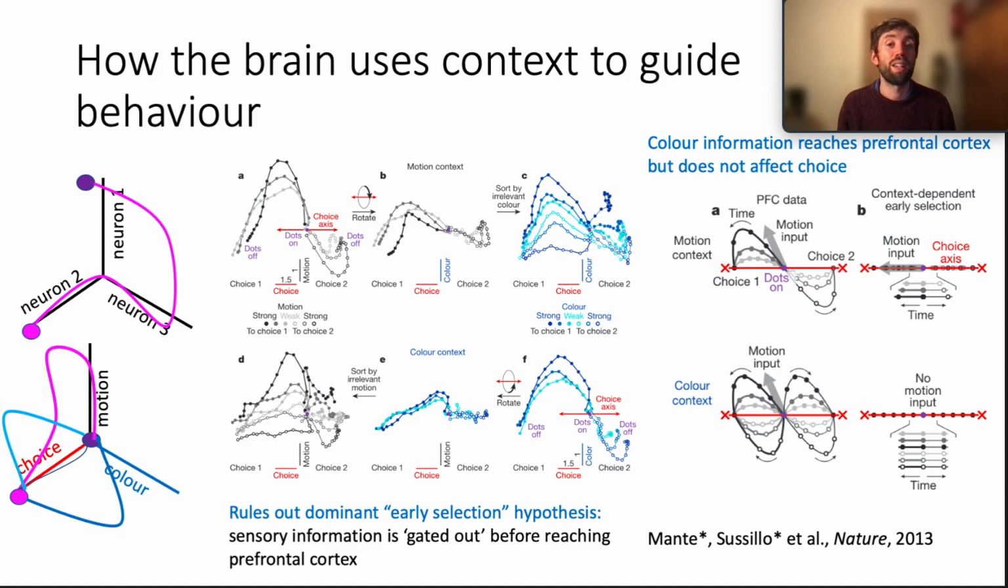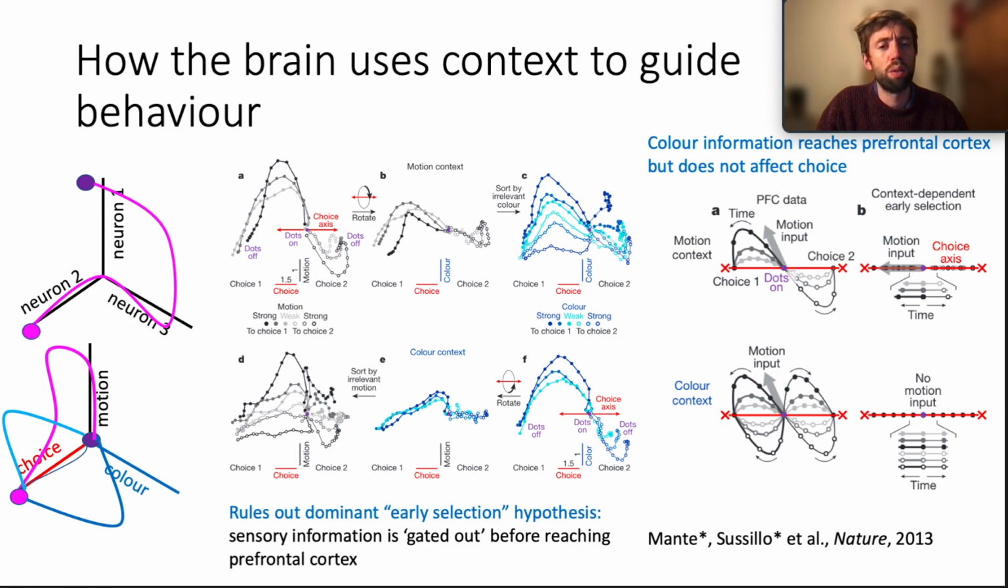This was actually very surprising, because the dominant hypothesis for how the brain would solve this context-dependent sensory choice was through a mechanism called early selection, whereby sensory information is gated out before reaching the prefrontal cortex. And this is what it would look like. In the color context, you would not be able to detect any motion signals in the prefrontal cortex. And in the motion context, you would see motion input aligned directly with this choice axis.